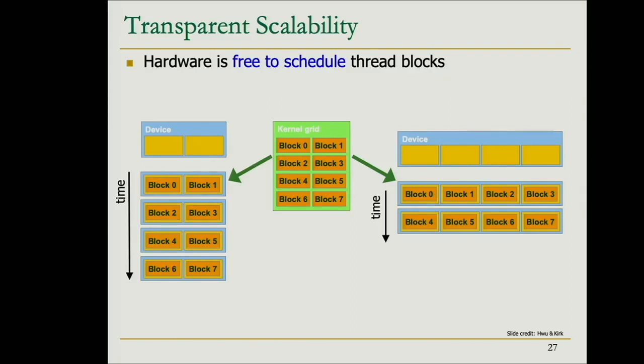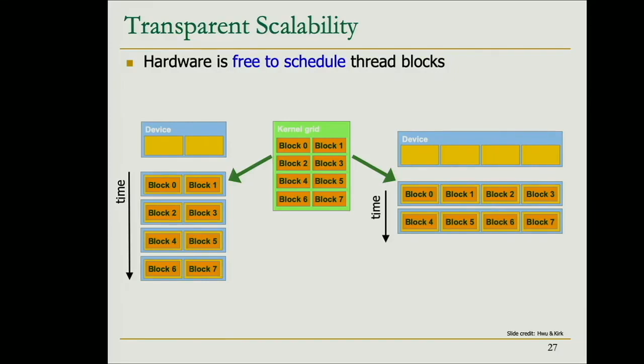So we might have a kernel where we use 8 thread blocks, as we have here, and depending on our device, how powerful our device is, we will be able to do something like this, or we'll be able to do something like this, right? So here, for example, this is a device with 2 cores. That one is a device with 4 cores. The way that these blocks are scheduled onto the cores depends on the number of cores that we have.